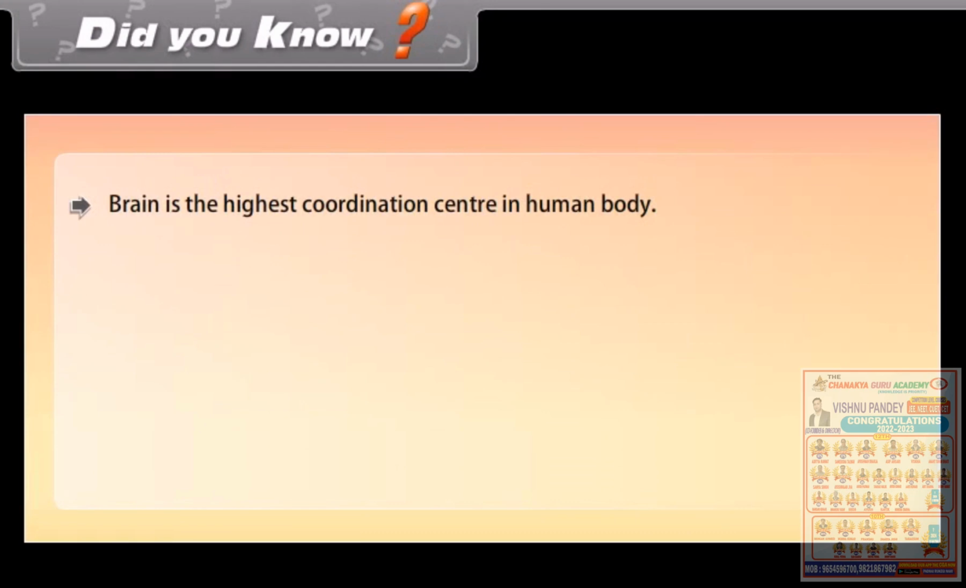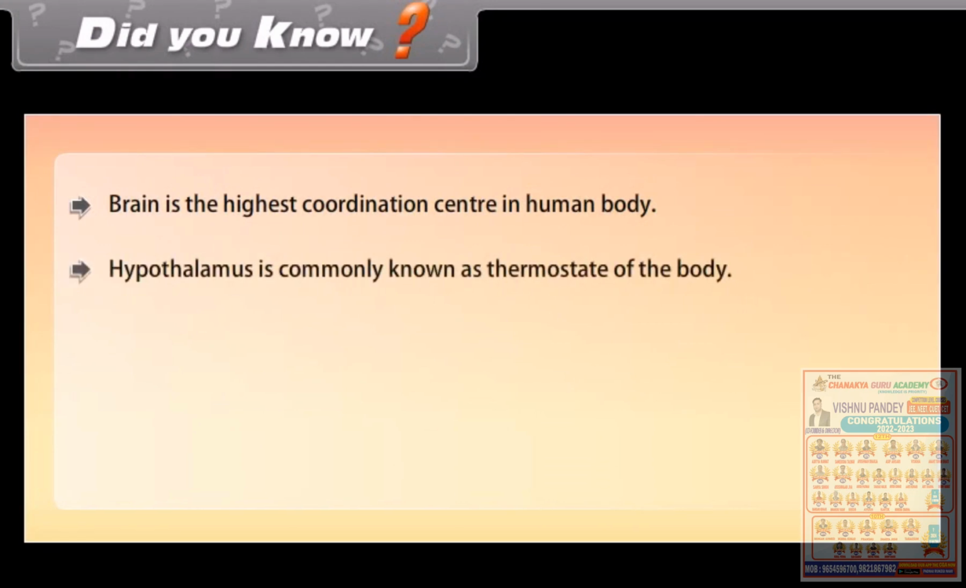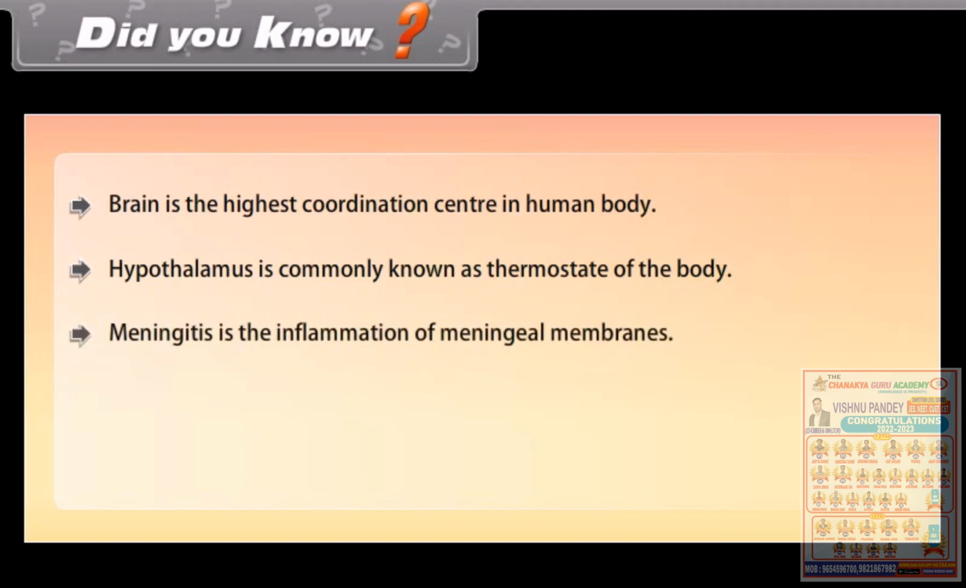Did you know? Brain is the highest coordination center in human body. Hypothalamus is commonly known as thermostat of the body. Meningitis is the inflammation of meningeal membranes. Cerebellum is also known as little brain.